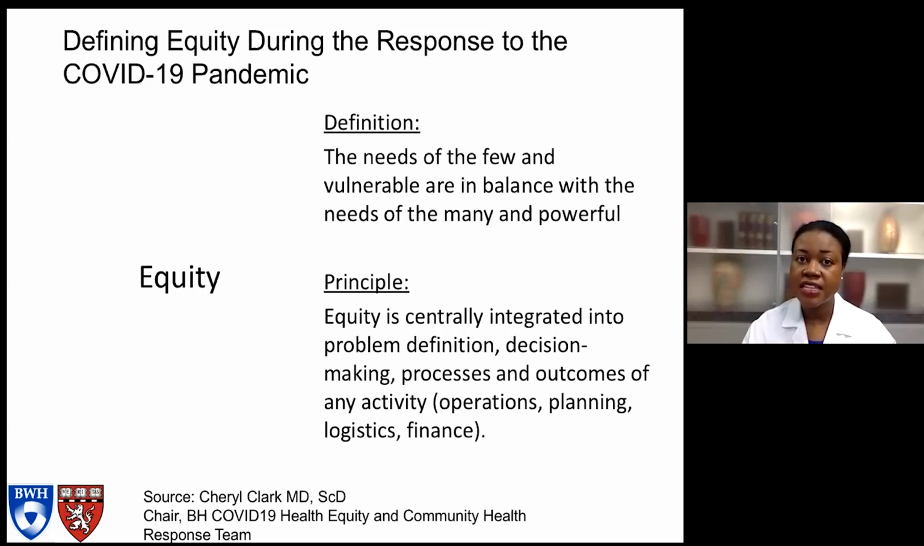In this context, we know that we have achieved equity when we centrally integrate equity into the way that we define problems, the way that we make decisions, and the processes and outcomes of all of our activities in healthcare, including our operations, our planning, our logistics, and our financing of healthcare.